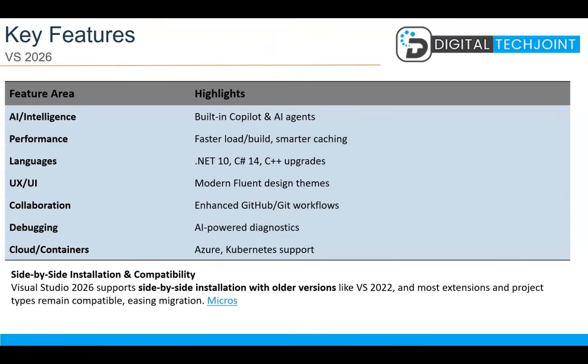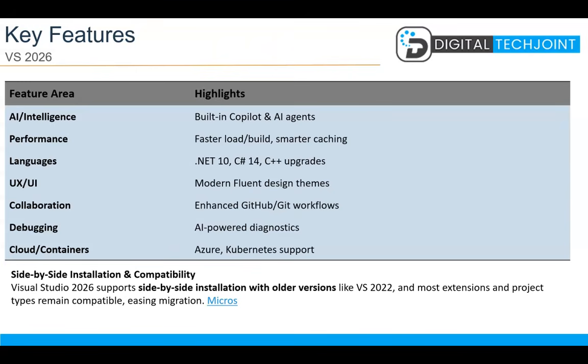Then with Fluent Design, UI and UX is improved. I have seen some of the demos, which are excellent, very attractive, very neat and intuitive. Then obviously we have enhanced GitHub and Gitflow, which also has Copilot and AI integrated. Debugging is through AI, that is too good. And then obviously cloud and containers, that is Azure Kubernetes support.